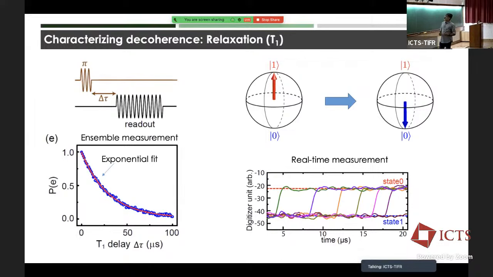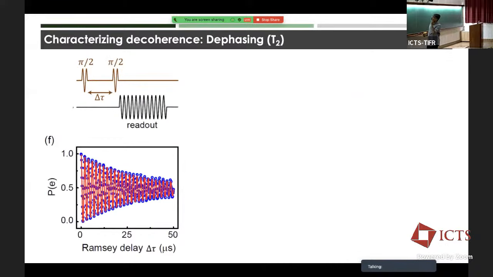Significant improvement from 20 plus years ago when superconducting qubits first started. Okay. Then you come to look at the dephasing part, or the T2 part, which Ganpathy was mentioning. So this experiment is slightly complicated, but I want to walk you through it because it's important to know how these experiments are done. The sequence consists of 2 pi/2 pulses, which are separated by a certain time, delta tau, and followed by the measurement.